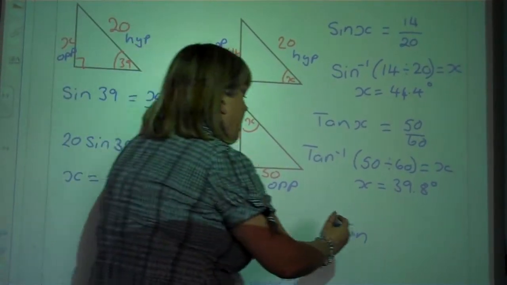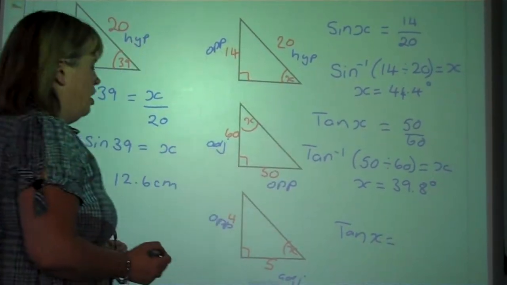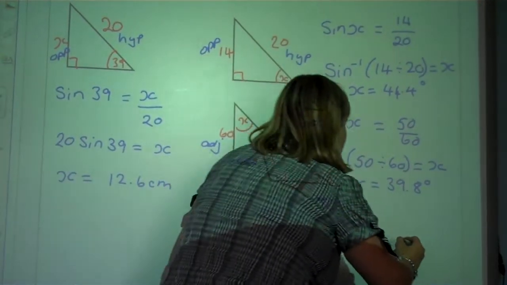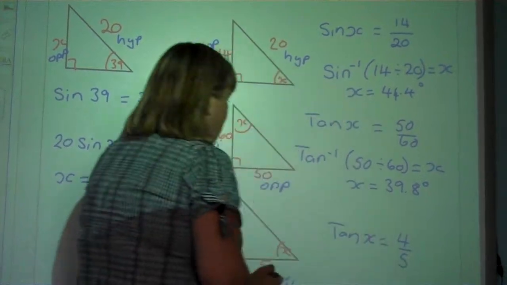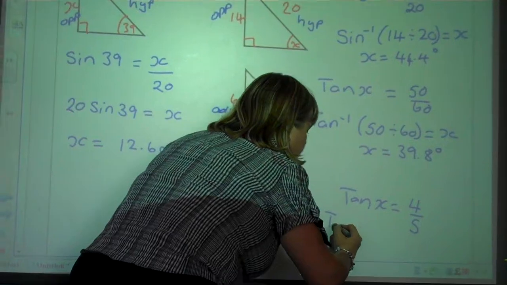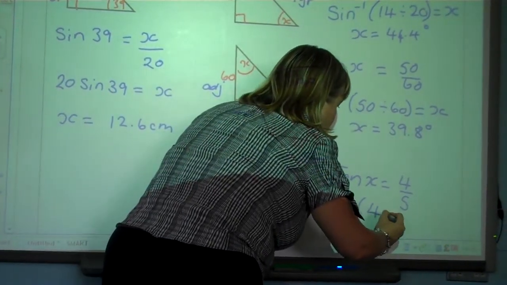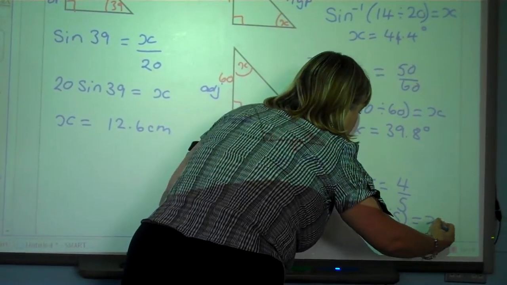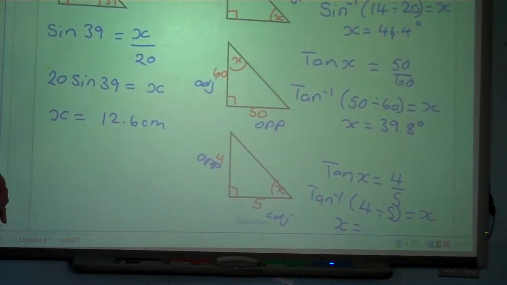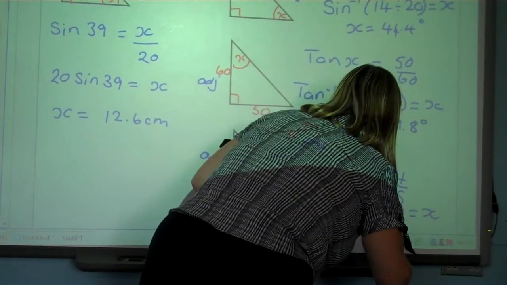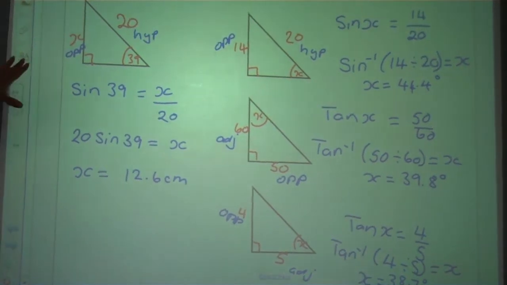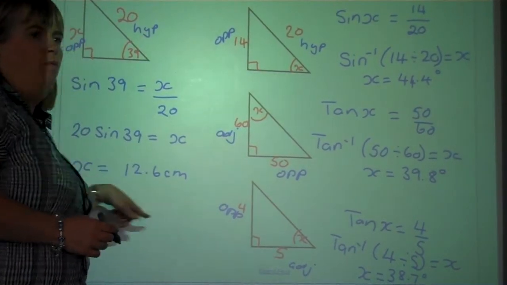Okay, so the last one, tan x is equal to 4 divided by 5. You're getting good now at making sure these are the right way round. So I want to use inverse tan: inverse tan bracket 4 divided by 5 equals x. And what does that give me? 38.7 degrees. Okay? So you're happy with finding a missing side or a missing angle when it's a right angle triangle.